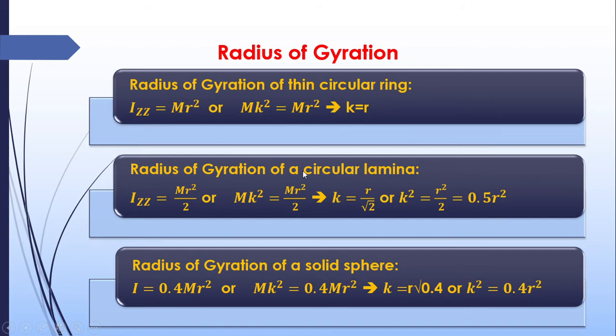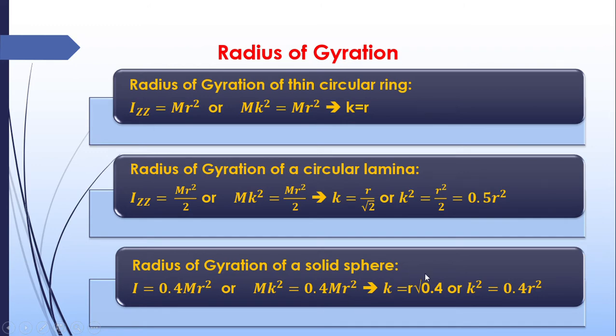In case of a circular lamina, the moment of inertia is equal to mr square by 2. So we will see the derivations of this later. Now I have given the expression only. I is equal to mr square by 2. This is the moment of inertia of a circular lamina. Here, if you are equating it with mk square, the k value will be 0.5 r square.